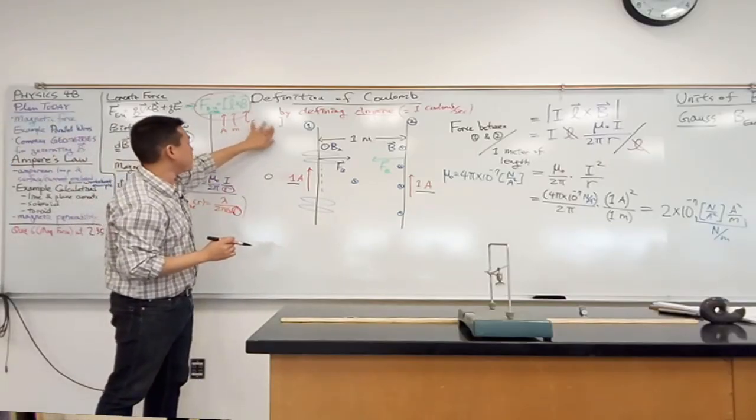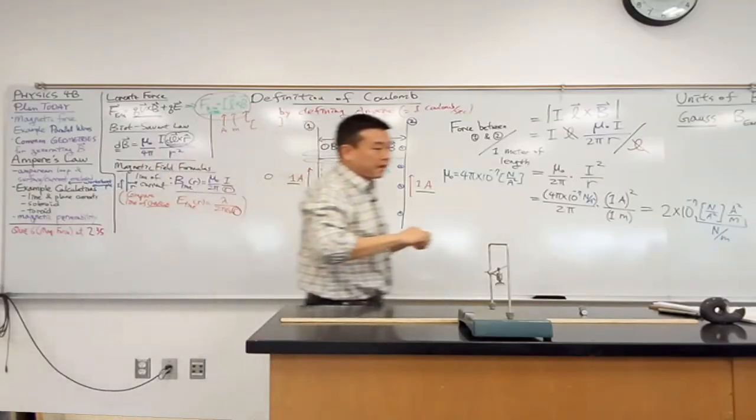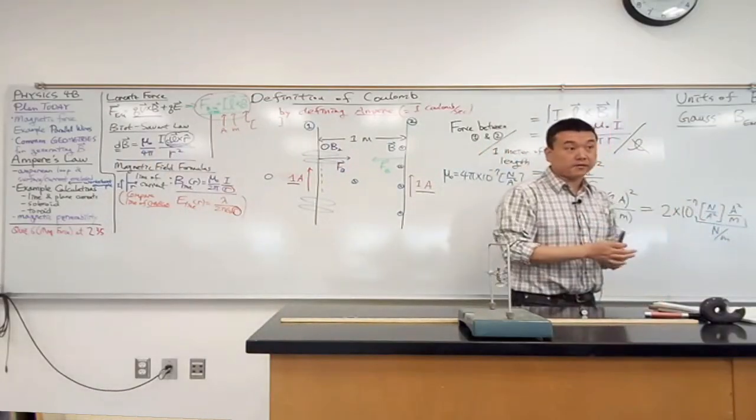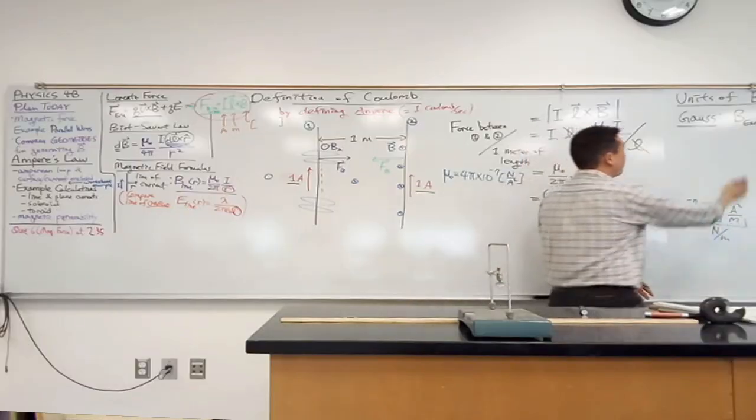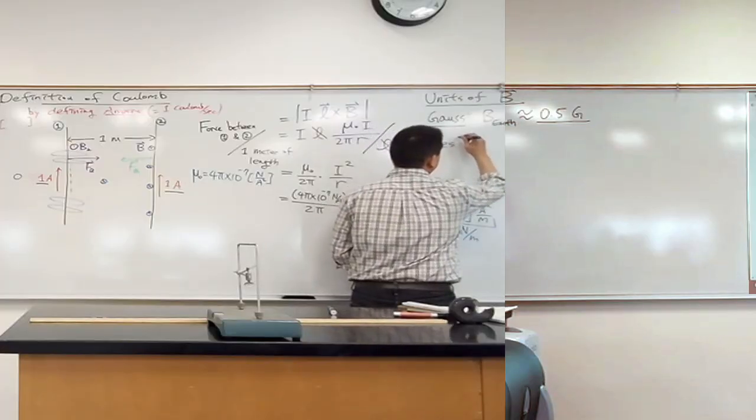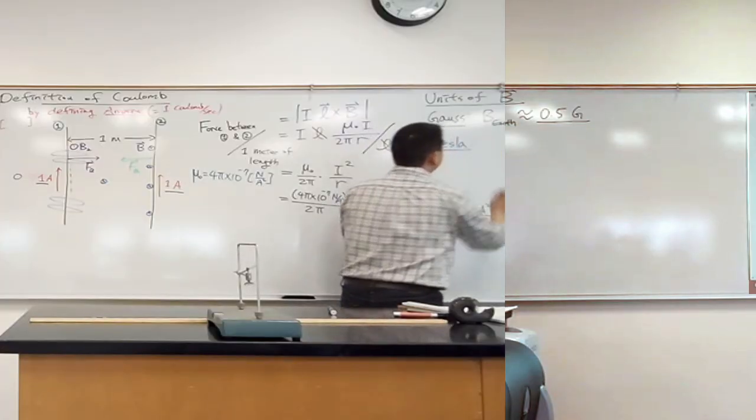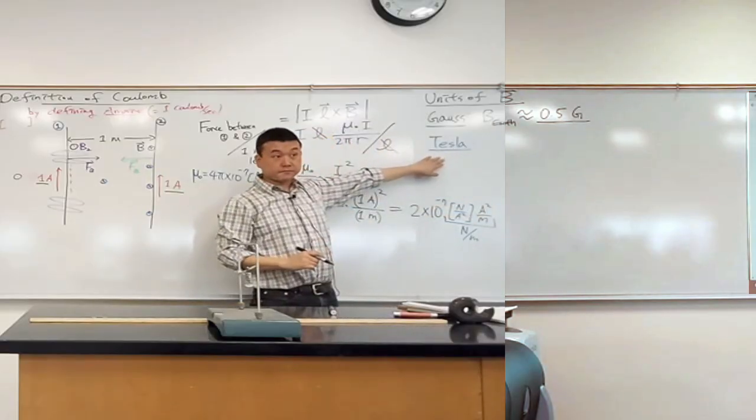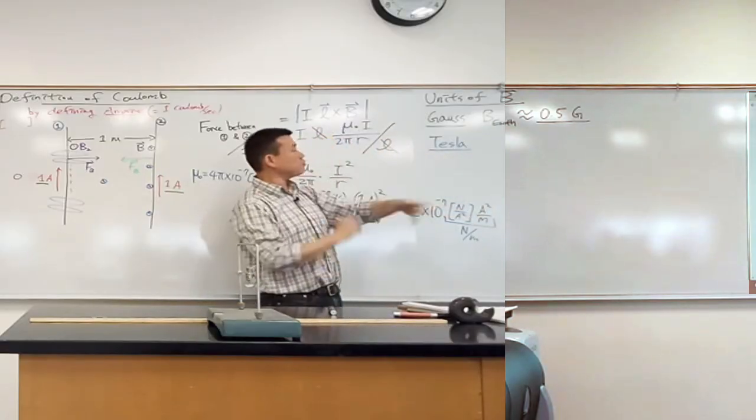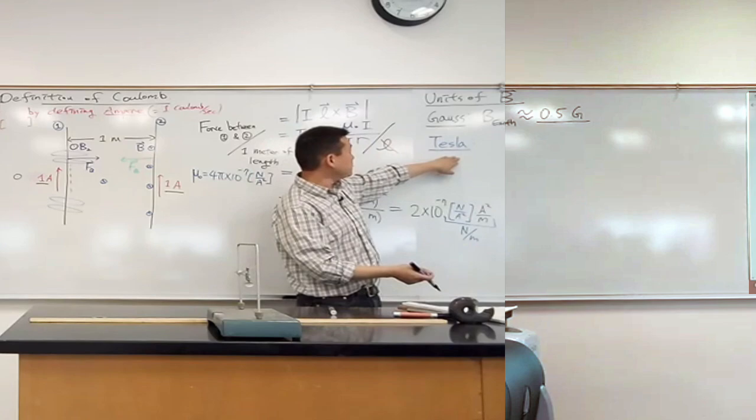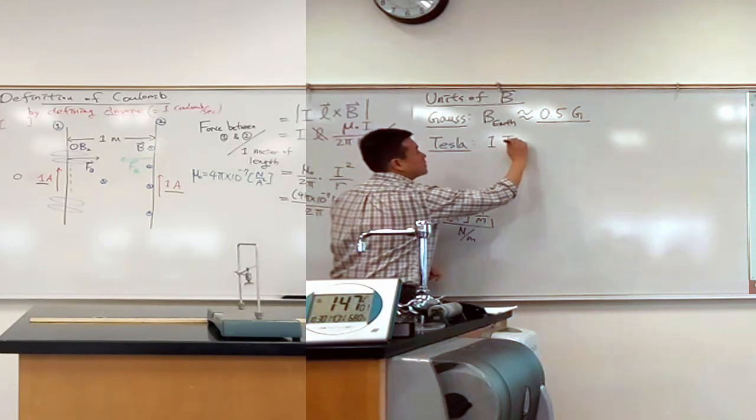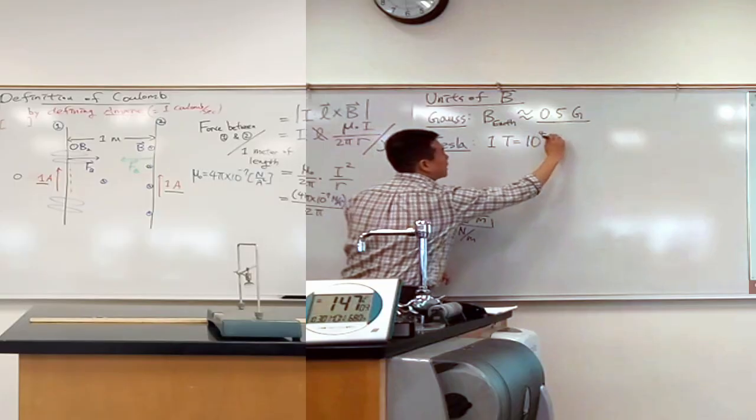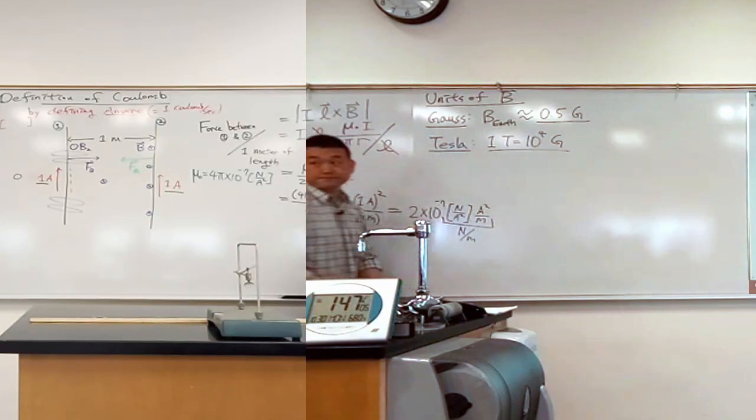So gauss is not an SI unit. It's based on an SI unit, but the actual SI unit of magnetic field is some other one, a name you have probably heard before: tesla. Tesla is the SI unit of magnetic field. The way to get a sense of tesla is that it's related to gauss this way: 1 tesla is 10 to the 4 gauss.